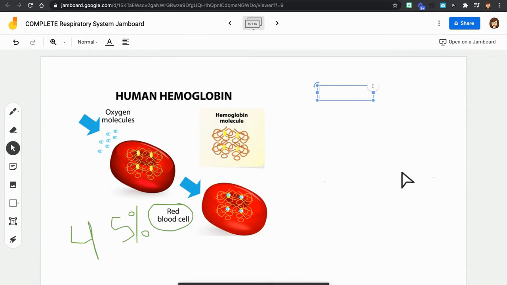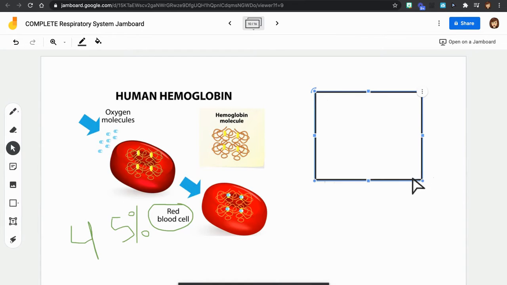It is a square protein. So I'm going to go ahead and insert a square. It looks like this molecularly, but we're just going to keep it simple. We're going to label it hemoglobin. Okay, so this is going to be your hemoglobin. This picture is flawed. It shows one hemoglobin per red blood cell, but really there's millions of them.